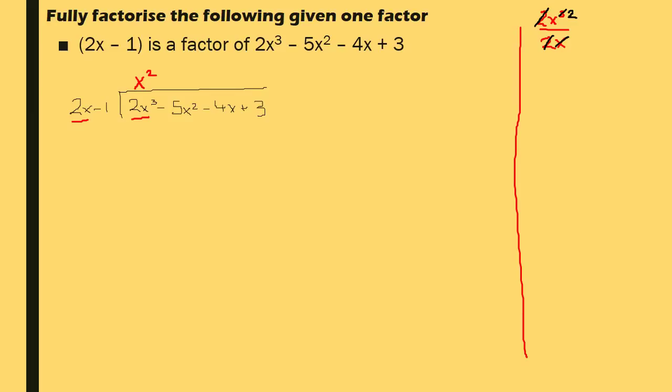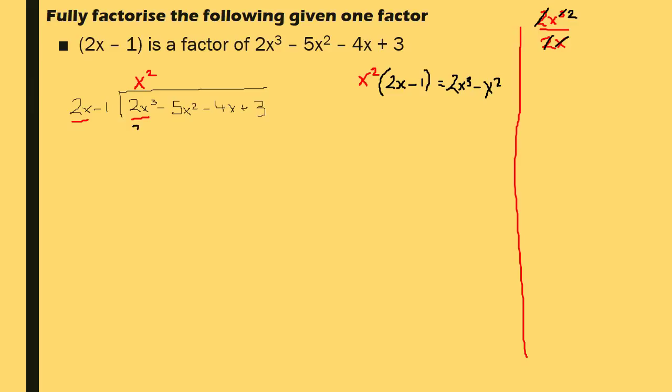And once I've done that, I'm going to multiply the x squared that I've got by my original bracket on the left here, the 2x minus 1. And if I do that, x squared times 2x gives me 2x cubed. And then I have minus 1 times x squared, which is minus 1x squared.